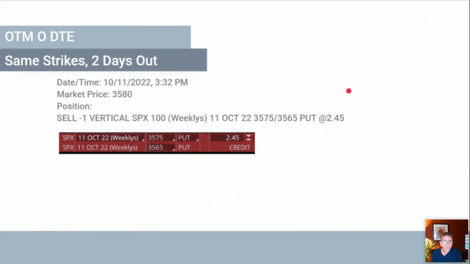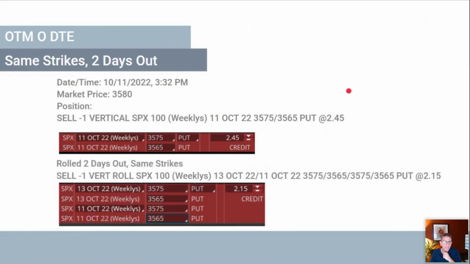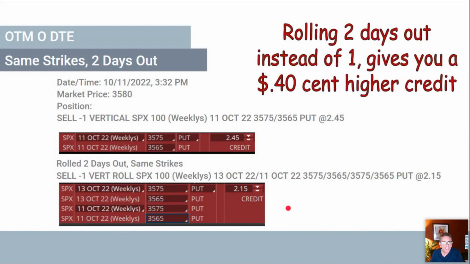All right. Now we're going to look at rolling the trade out for 2 days instead of 1 day. And in this case, you can see here that with the same strikes, the credit that you received is higher going out 2 days rather than 1 day. Remember, 1 day it was 175. Now it's 215, right? So that's another characteristic. As long as you're still out of the money, and you push that trade out a little bit further, you get a little bit more credit. So rolling 2 days out instead of one gives you a 40-cent higher credit in this case, all right?